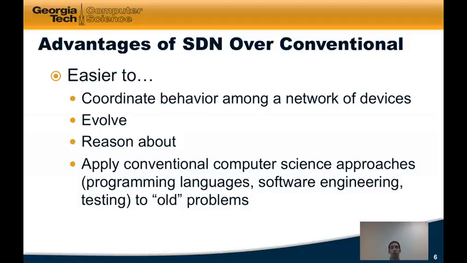If you're controlling the behavior of a network from a high-level program, this potentially makes the network behavior easier to reason about because you can look at a single program and figure out what that program is going to do and how it's going to control the network. And finally, it makes it easier to apply various conventional computer science approaches or things we've learned from other domains like programming languages, software engineering, and testing to some of these older network management problems that we haven't been able to apply these techniques to before because we've been operating at such a low level.